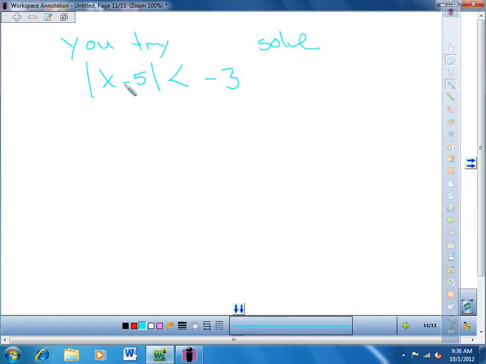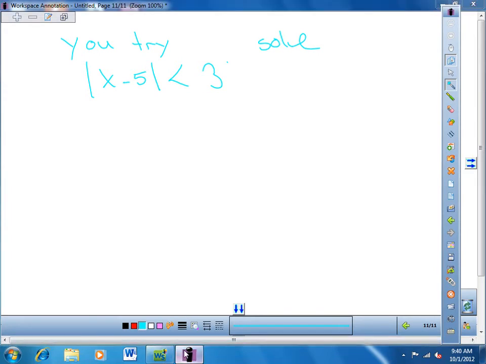Oh, does that work? That's not going to work. Let's try plus 3. Because with negative 3, an absolute value is never going to be negative, so there's no solution to it. Let's make it plus 3. Go ahead. Solve for x.